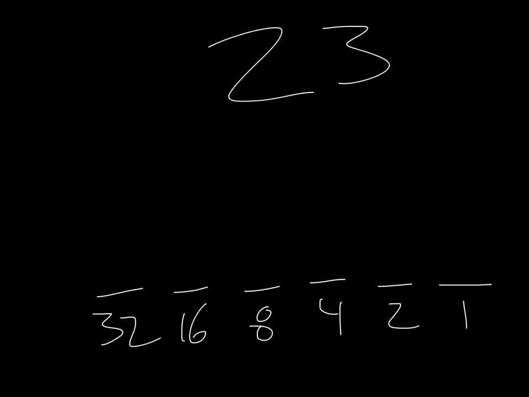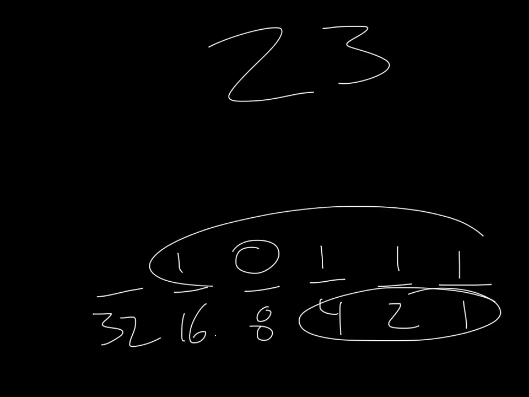So starting backwards, if we start with 16, we're probably going to need that. But what plus 16 is going to make 23? Well, 16 plus 8 gives us 24, so we don't need that. But what about the rest of these? I'm going to need to make up for the difference between 23 and 16, which is 7. And it just so happens all those make 7. So there's my binary number with a 0 right in there. And that is the number 23 in binary.